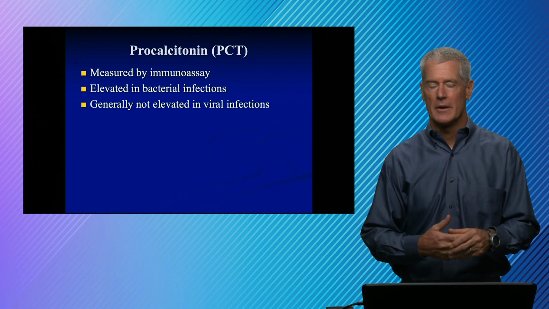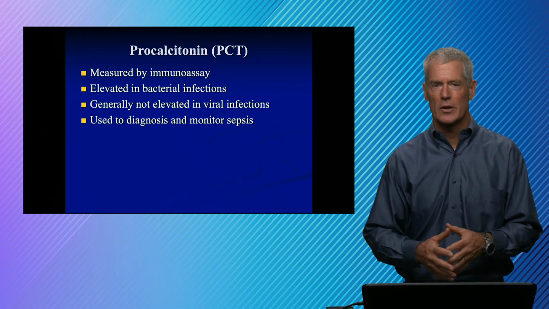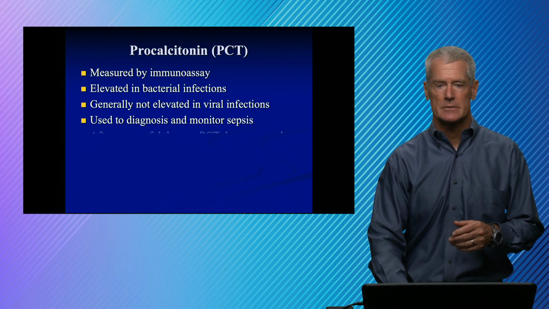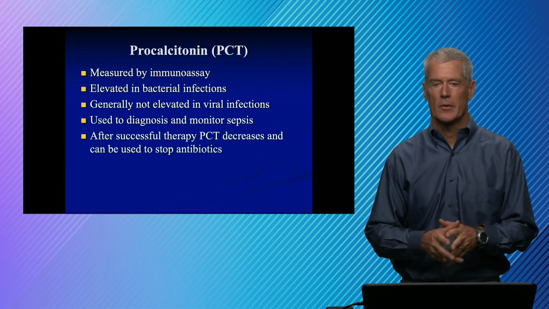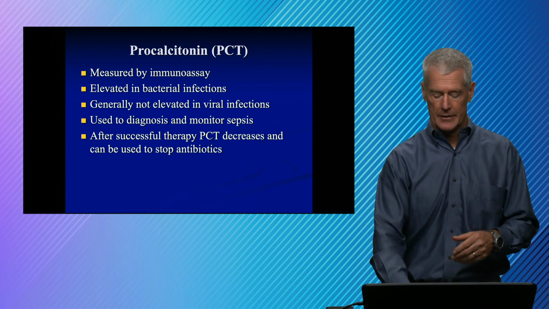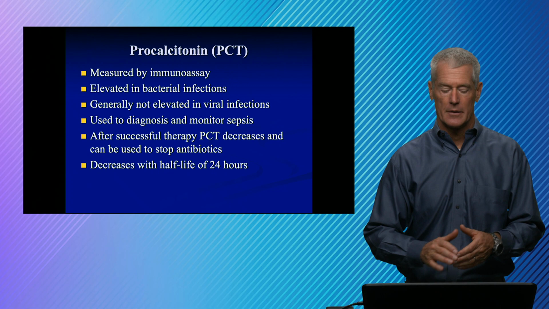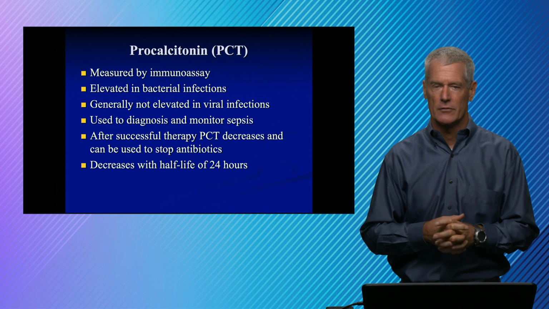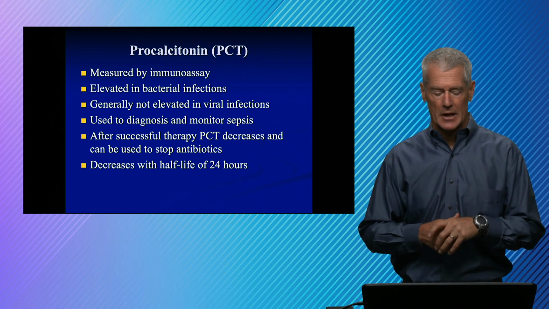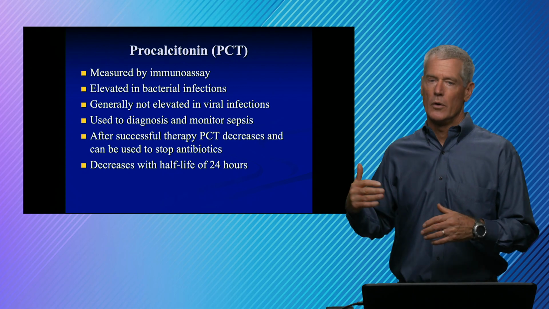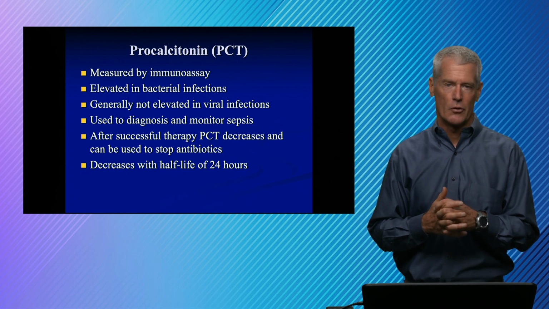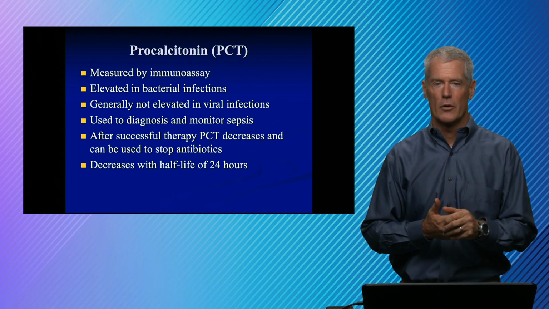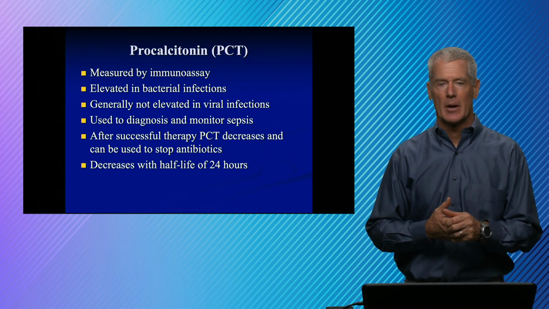So generally they don't go up in viral infections, and they're really most useful for respiratory infections. After successful therapy, your PCT is going to drop, and again, that can be used as a guide to helping stop antibiotics when they're no longer needed, instead of just finishing out the course. It has a half-life of about 24 hours, so when you've successfully treated an infection, you want to see it dropping by about 50% over each day. And again, that's one of the ways that it's used in antimicrobial stewardship.